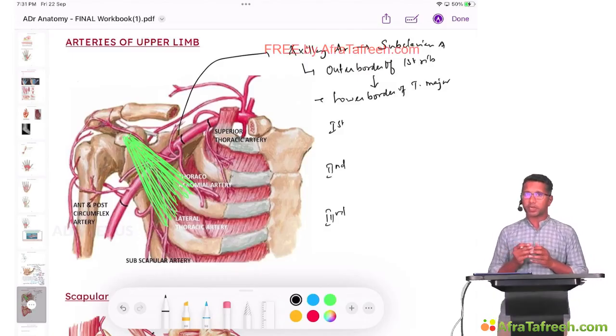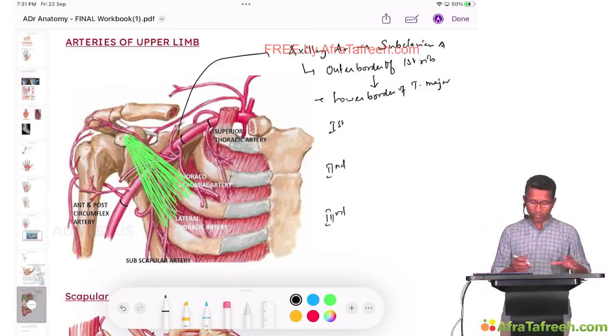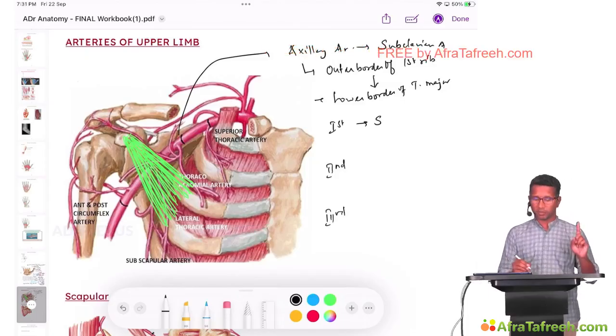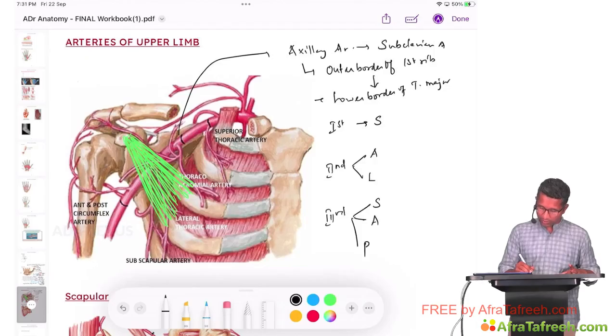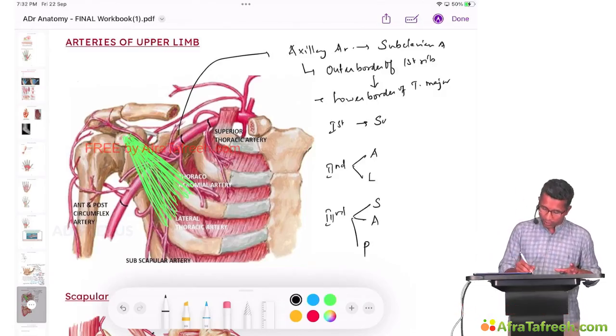To understand this or to have a memory of this, we can have a simple mnemonic called SALSAP. From the first part 1 branch arises, from the second part 2 branches arise, and from the third part you get 3 branches. So we call this mnemonic SALSAP. The first S stands for superior thoracic artery.